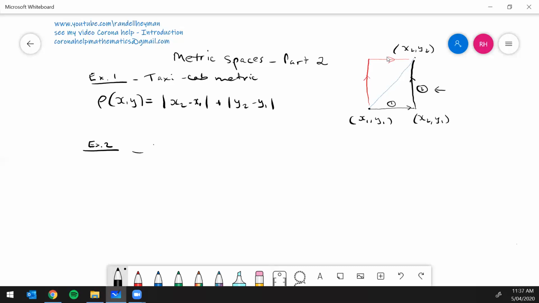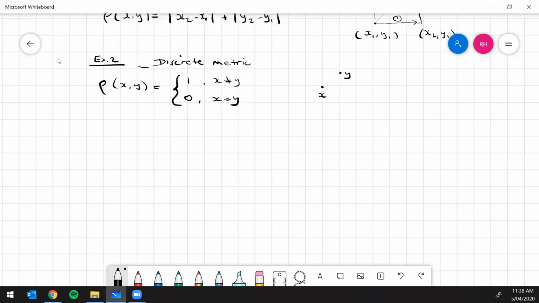Okay, now the next one is the discrete metric. And this is a binary type, on-off sort of situation, so it may be well suited to computer science type applications. So here we'll consider a point x, and we'll consider a point y. And here the distance between x and y is actually given by this. It equals 1 if x does not equal y, and equals 0 if x does equal y. Very simple idea. Okay, so that's our second example.